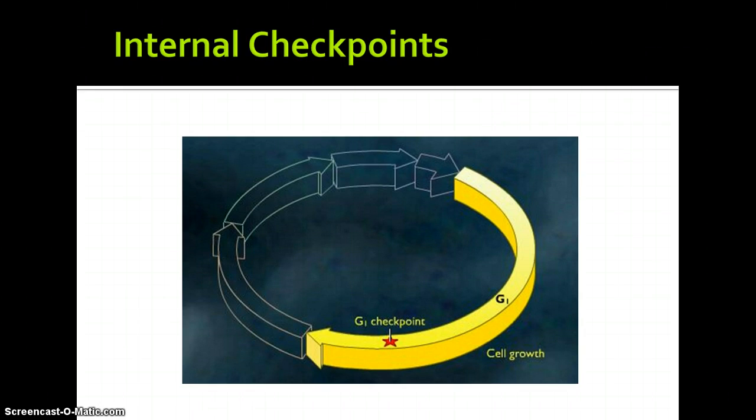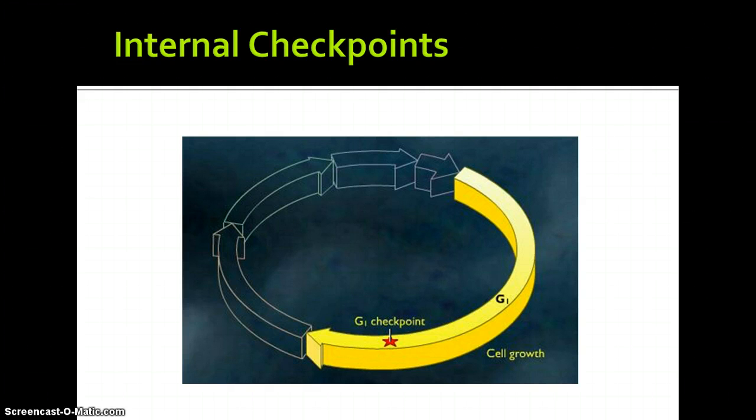Okay, cells go through many stages during the cell cycle, the longest of which is interphase, and then they'll go on to mitosis and finally cytokinesis. Interphase is divided into three parts. Within the G1 phase, the cell grows. However, before it proceeds to the S phase, it must go through a checkpoint, which is shown by the star.